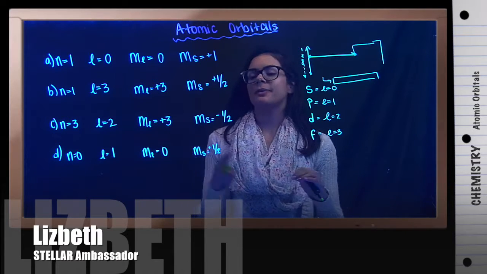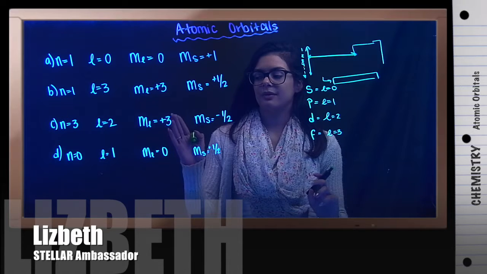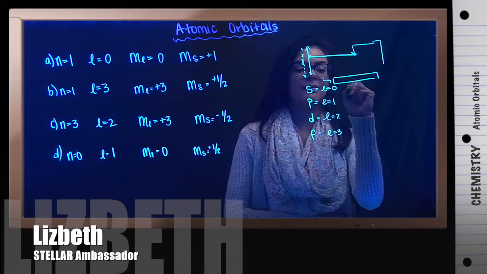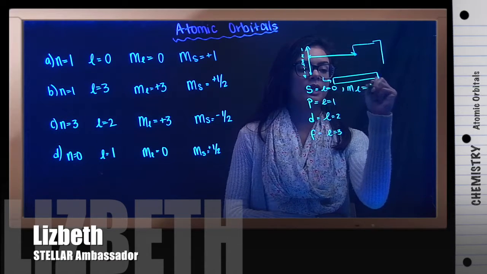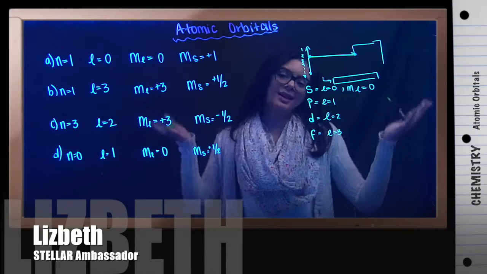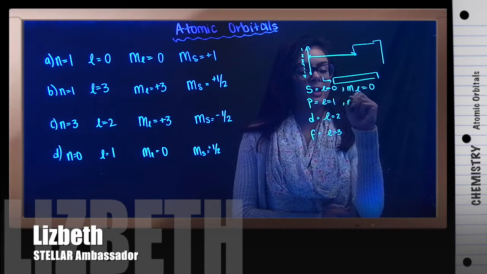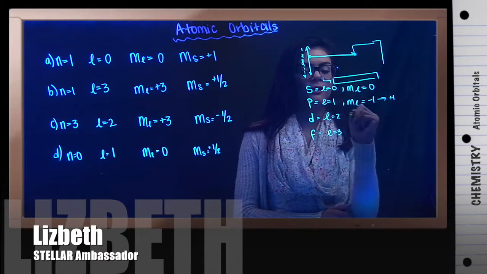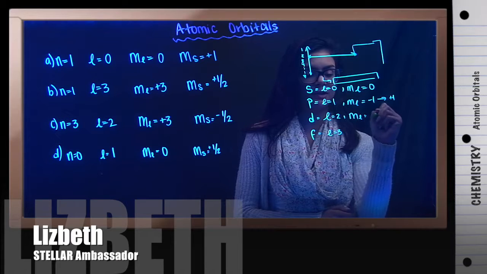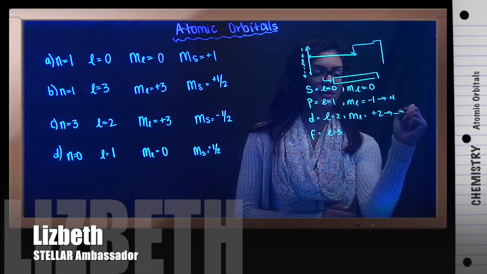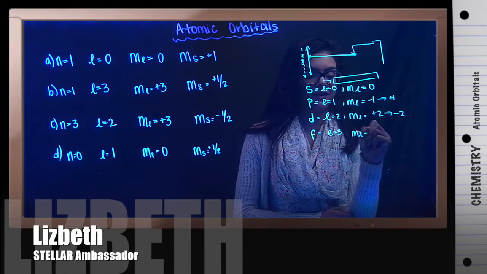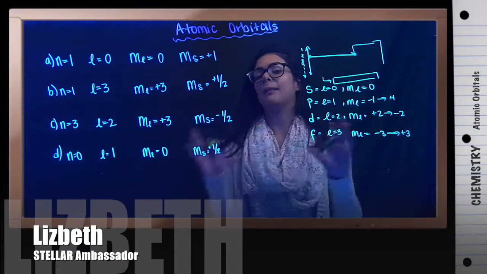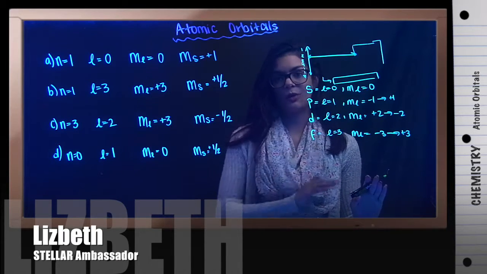Your M sub L is going to be in the range between positive L and negative L. For S, your M sub L can only equal 0 because positive 0 to negative 0 is still 0. For P, your M sub L has to be between negative 1 and positive 1. For D, between positive 2 and negative 2. And for F, between negative 3 and positive 3. Anything outside of those ranges is not possible for these orbitals.